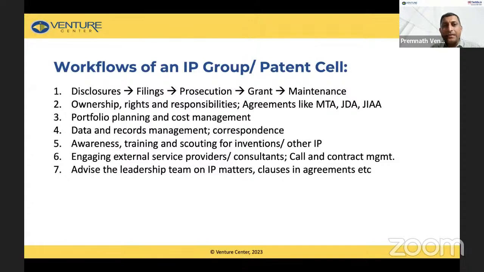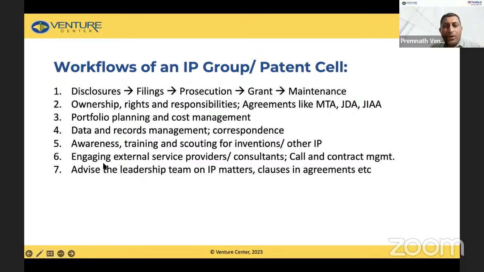Then there is awareness, training and scouting for inventions and other IP. I'll talk a little bit more about it, but awareness definitely is important, and training in different ways also plays a role. And we used to also do some active scouting for inventions, because sometimes people don't realize that they're sitting on an invention, and you need to pull it out and say, yeah, this looks like a patentable invention, do something about it, right?